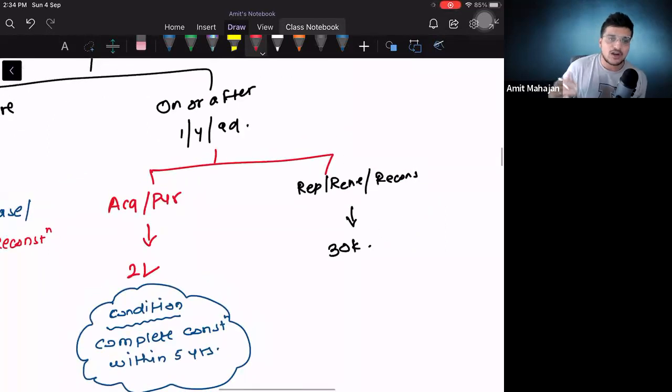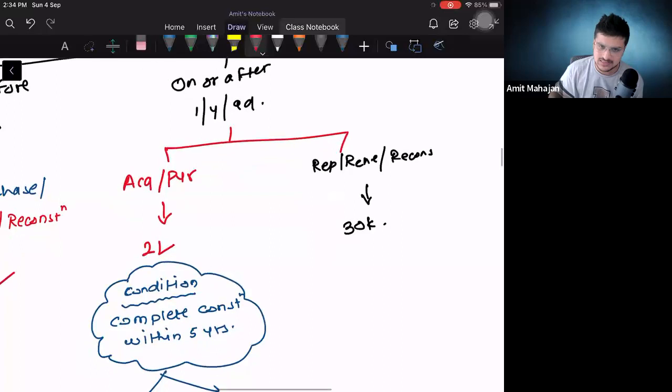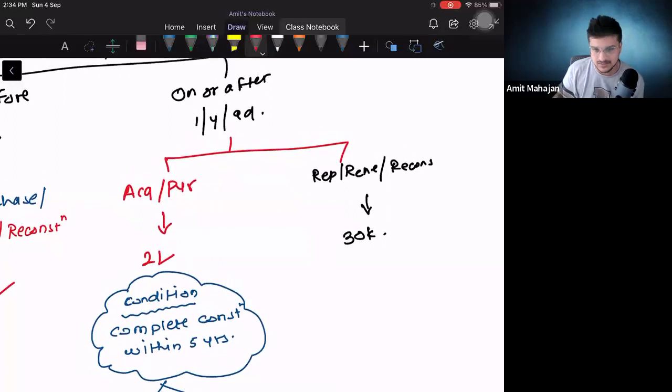If I've taken a loan on or after 1499, then in that case, if I've taken a loan for acquisition or purchase or construction, then in that case the limit is 2 lakhs. और अगर repair, renewal, reconstruction होगा, then in that case it is 30,000.